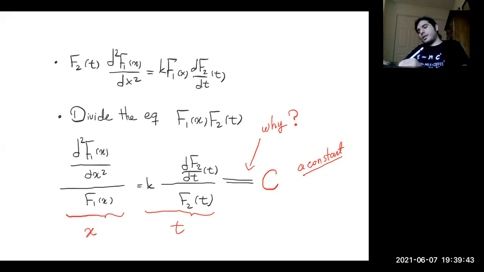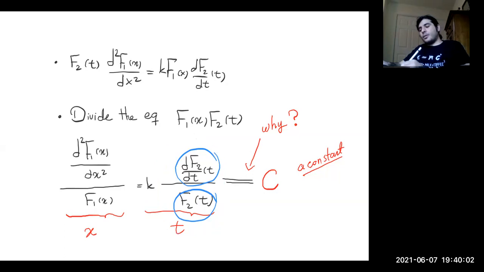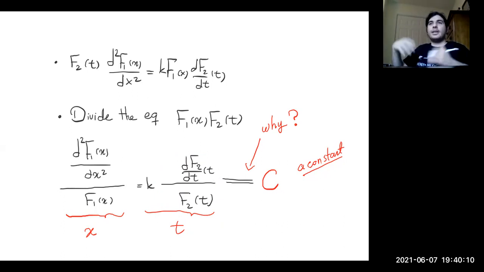The other one, f2, I'm assuming is a function of t. So its derivative with respect to t is a function of t. If I divide that by f2, it is a function of t. So the whole thing is a function of t, and there is no x in it, right? Now these two things are equal. One of them is a function of x without t. The other one is a function of t without x. How can they be equal? Well, they can't unless both of them are just constant. If there's x in one of them and t in the other one, they wouldn't be equal anymore.